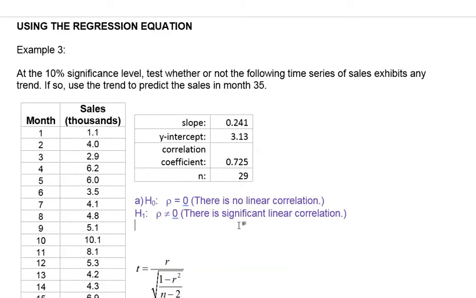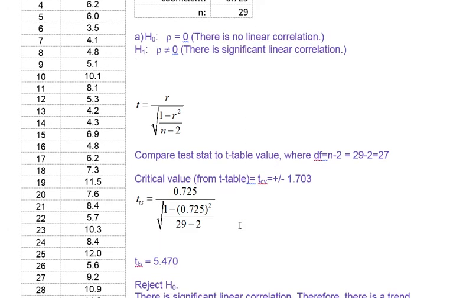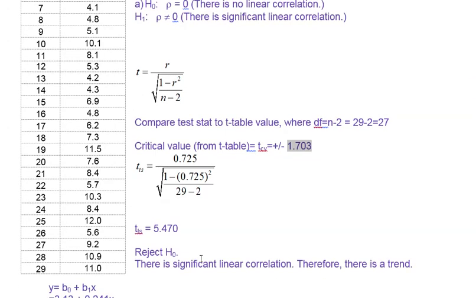So again, we plug that in, compare our test statistic to our t-table value. So here we get a test statistic of 5.470. We get a critical value from our table of plus or minus 1.703. So we're definitely in the critical region. So there is significant linear correlation. So we have a trend.